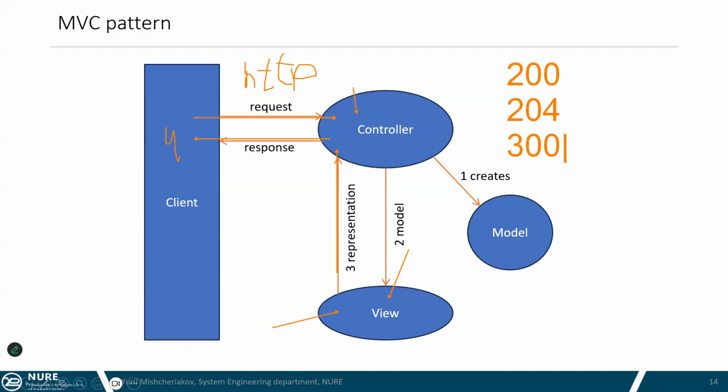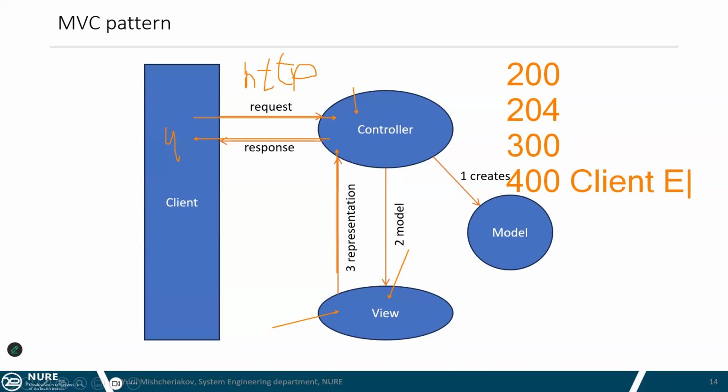The 300 series returns redirection. So we send a special response to the client and tell them, go by this URL and you will find the resource you need. Okay. Next, the 400 series: client errors.